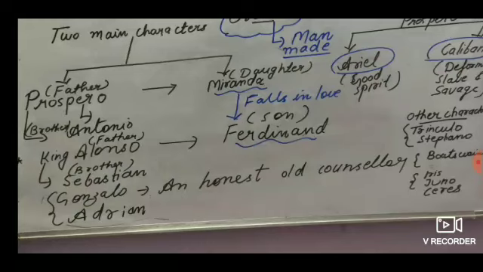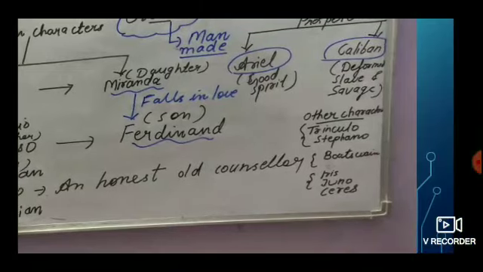Adrian also was a servant of King Alonso. Trinculo and Stefano were two other characters. Trinculo was the clown of King Alonso, and Stefano was the butler who used to make drinks. The Boatswain, in Act 1, Scene 1, you will see, was the controller of the ship. He used to manage the ship. Iris, Juno and Ceres are the other spirits.